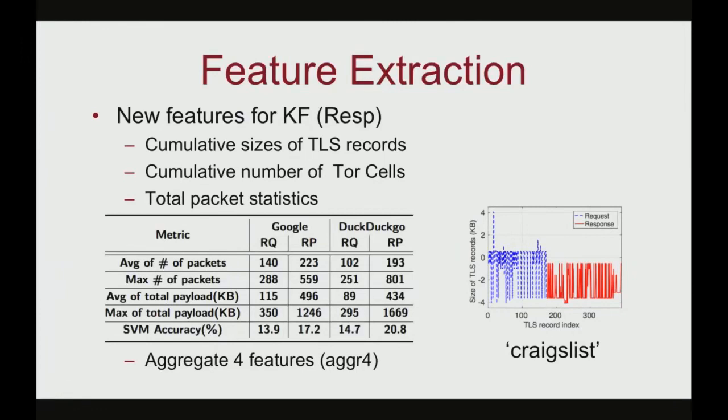So we additionally used the cumulative size features in this response portion, for example, cumulative sizes of the trace records and the number of total cells. Also, we used the total packet statistics in this specific portion. We also found that among the classic website fingerprinting features, the total packet statistic still has some power. So we aggregated this feature into our best feature set. Finally, we aggregated the four different features, and we named it Aggregate 4.